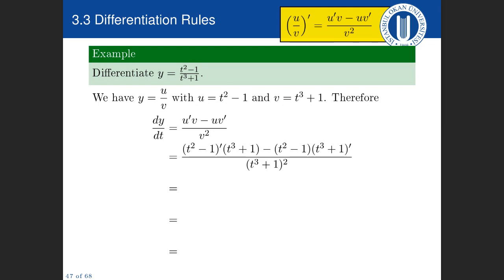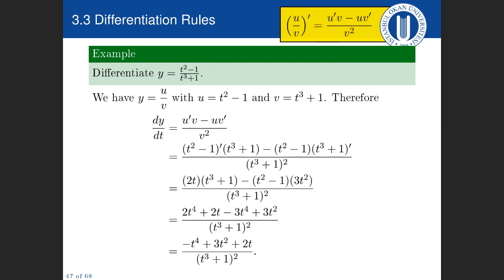Then there's two simple derivatives to do. The derivative of t squared minus 1 is 2t, and the derivative of t cubed plus 1 is 3t squared. And then that's the hardest part of the question done. All that's left in the final two steps on this page is just to simplify this answer as much as we can. I'll leave this for you to check at a later date. Check that we get minus t to the power 4 plus 3t squared plus 2t divided by t cubed plus 1 all squared.